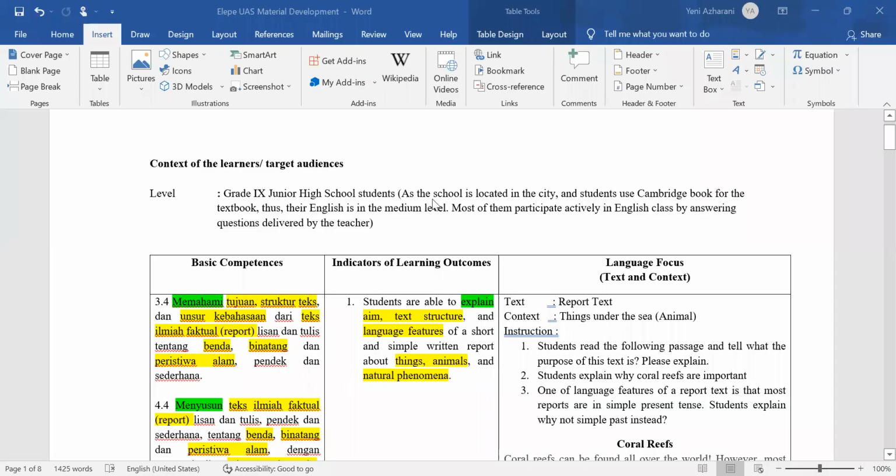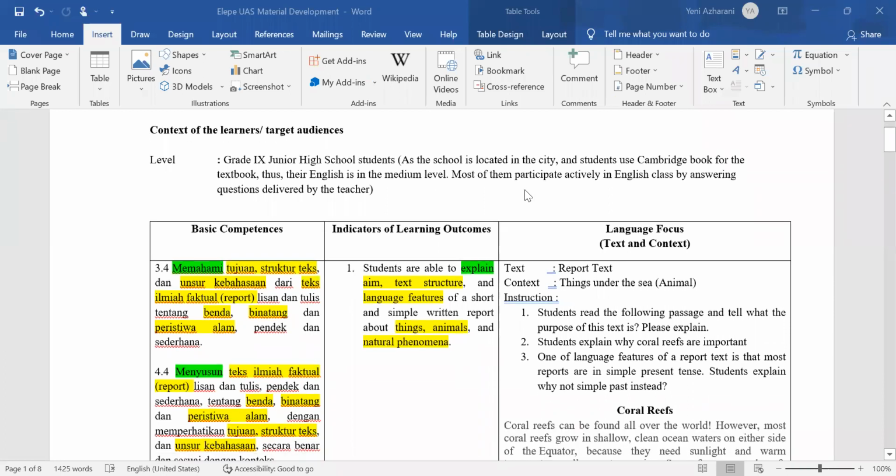I'll start with the context of the learners. The learners are grade 9 junior high school students whose school is located in the city and they use Cambridge book for the textbook. Thus, their English is in the medium level. Most of them participate actively in English class by answering questions delivered by the teacher.